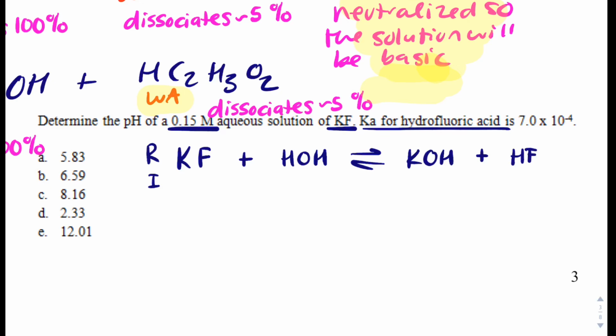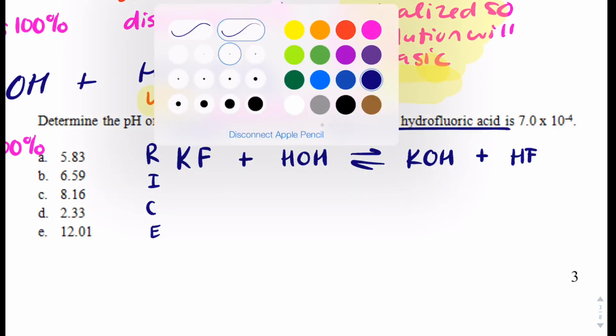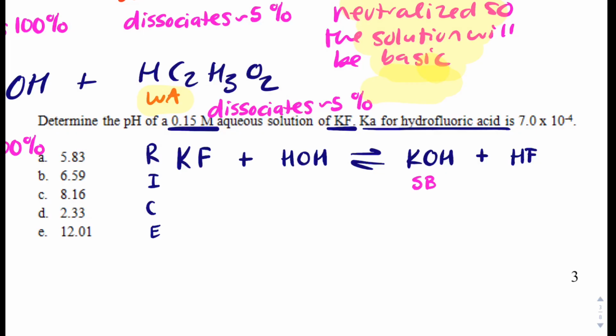Now, here's what I can tell already. They want specific numbers, but I can already narrow down my choices. I have got a strong base and a weak acid. So because this is multiple choice, I know that it is going to be basic. My guess is it's going to be just slightly basic, so about C. E's probably not what I would pick.